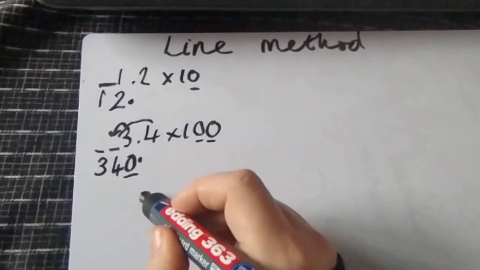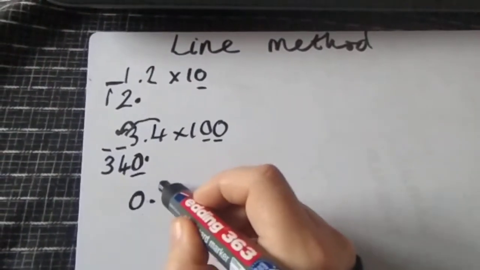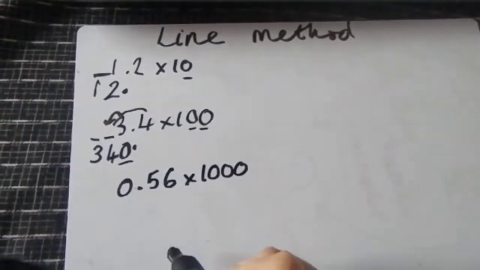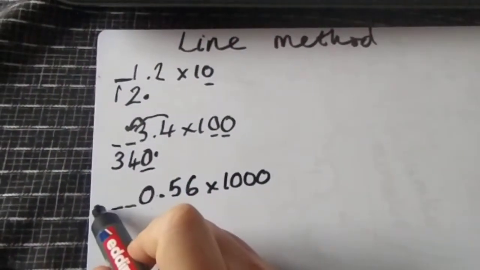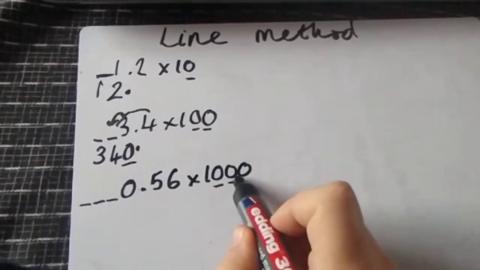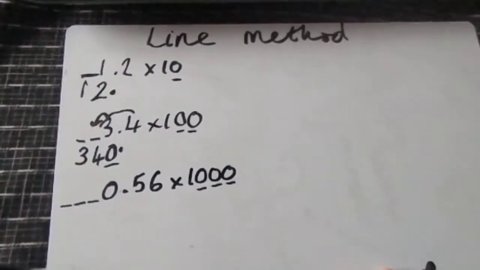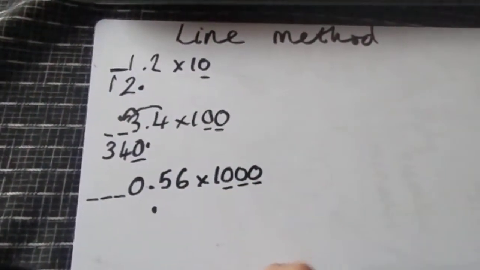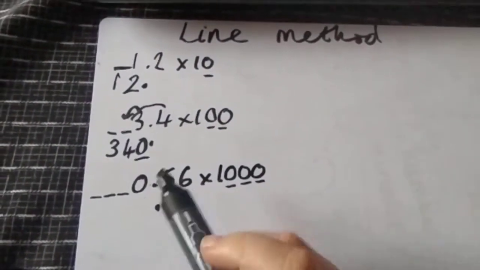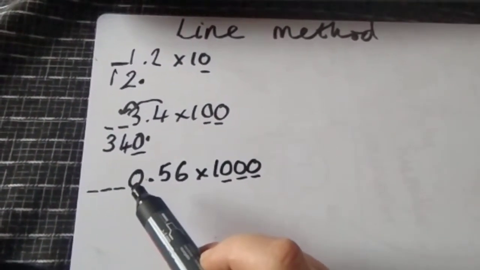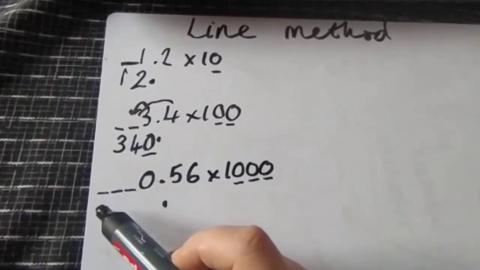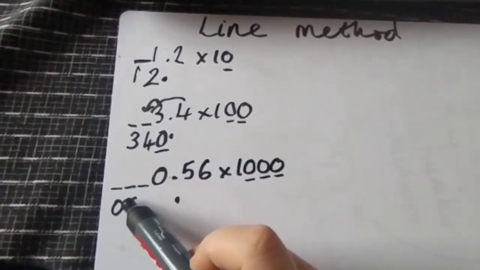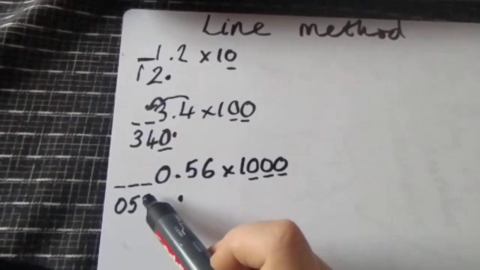Let's do one with a slightly different number. So let's have 0.56 this time, and we'll times that by 1,000. So now here we've got 1, 2, 3 lines, 1, 2, 3 zeros. So when we times by 1,000, the digits move 3 places to the left. We'll put a decimal point in first, all lined up. Now in this case, I'm moving the 0 first. So I'm going 1, 2, 3 with the 0. The 5 then will just follow it on. So we're coming underneath the line here, and the 6 will follow on.